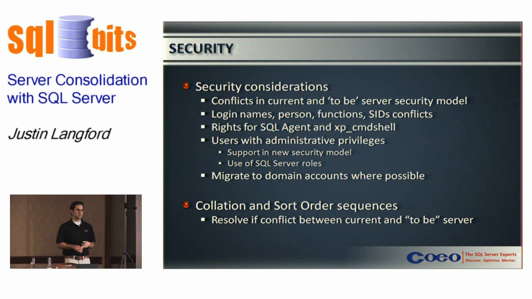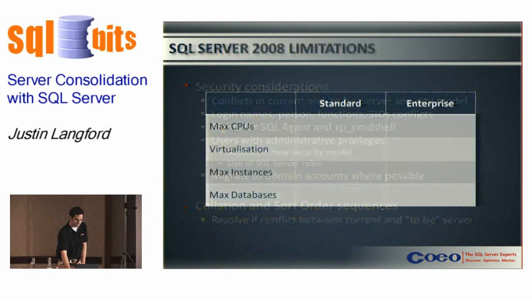Collation and sort order sequences. Again, there's a whole area of SQL here with making conversions and how we can support this, and whether we need to know if there are any differences and whether we should tackle these. What's our plan going to be?